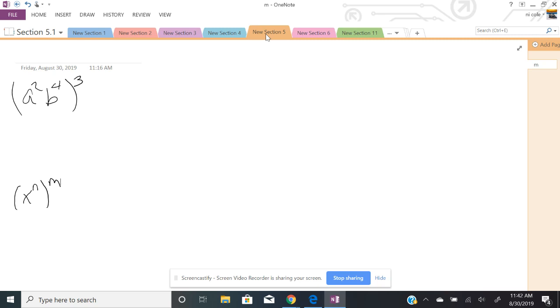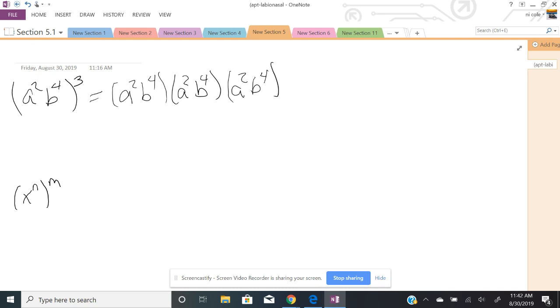Now, I've got a squared b to the 4th, cubed. So that's like a squared b to the 4th times a squared b to the 4th times a squared b to the 4th. And as you can already hear, I'm kind of getting annoyed by that. But that would give me a to the 2 plus 2 plus 2, b to the 4 plus 4 plus 4, which gives me a to the 6, b to the 12.